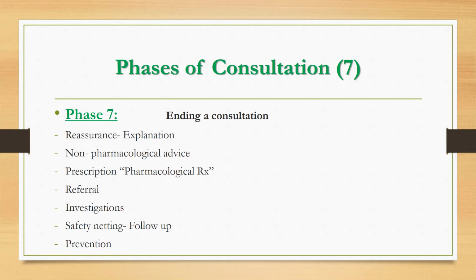And the last one is prevention, or sometimes they call it opportunistic health promotion. For example, if during your history taking you pick up that the patient is a smoker or is drinking alcohol heavily, you should address this issue at the end of your consultation by offering the patient help, if he is willing, with smoking cessation or controlling excessive alcohol intake. So it's called prevention or opportunistic health promotion.